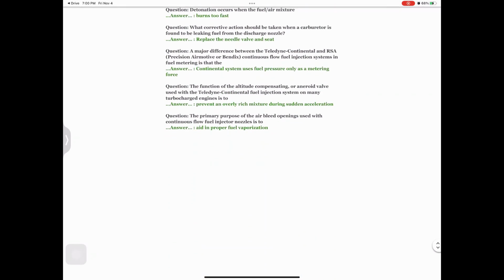Question: The function of the altitude compensating, or aneroid, valve used with the Teledyne Continental fuel injection system on many turbocharged engines is to, answer, prevent an overly rich mixture during sudden acceleration. Question: The primary purpose of the air bleed openings used with continuous flow fuel injector nozzles is to, answer, aid in proper fuel vaporization.